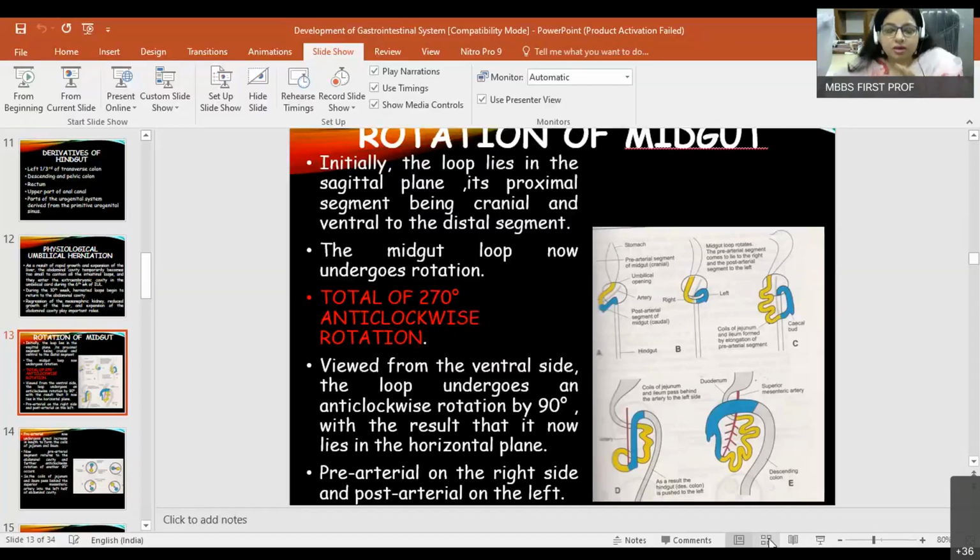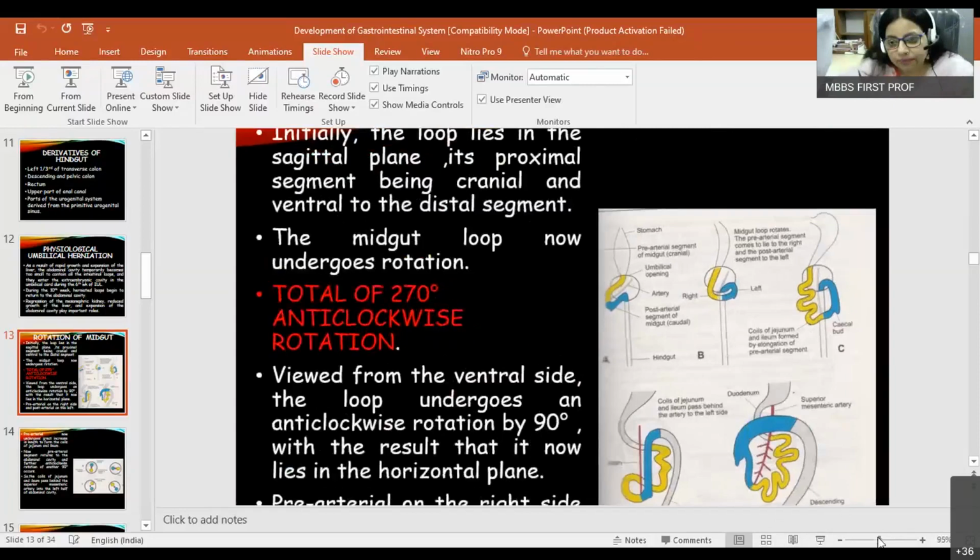This rotation of midgut is taking place around an artery, that is the superior mesenteric artery. See, you can see the picture over here. This one is the superior mesenteric artery. Okay, this superior mesenteric artery is the thing around which rotation is taking place, and the pre-arterial segment and the post-arterial segment are related in this manner to the artery only. So this pre-arterial segment is shown in yellow and the post-arterial along with the cecal bud is shown in blue.